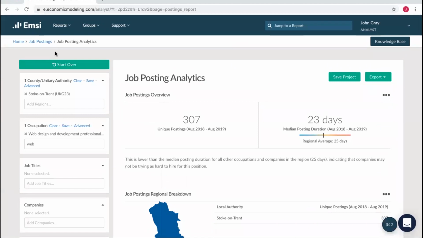So that is all I'm going to show you for today. Hopefully we've gone through a good range of information. We've gone through an overview of the wider economy. We've gone into a little bit more detail in some of the highest ranked occupations in the area, and then looked at some specific job posting data for Stoke.